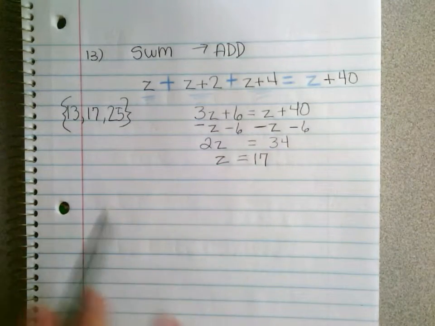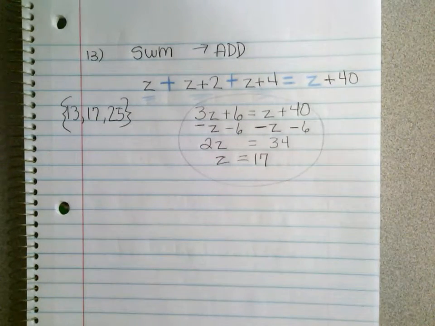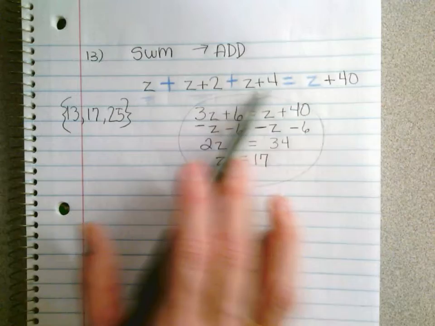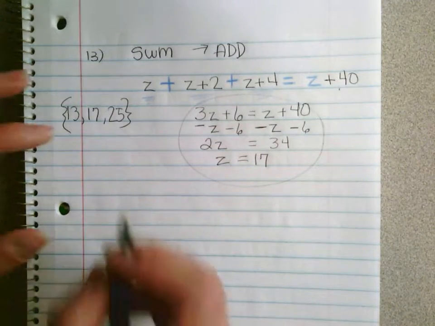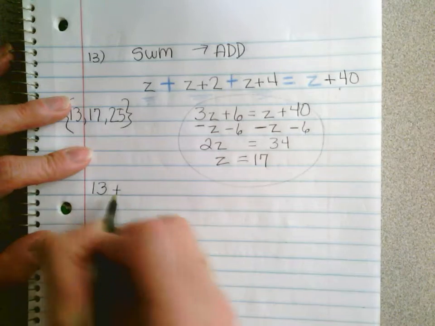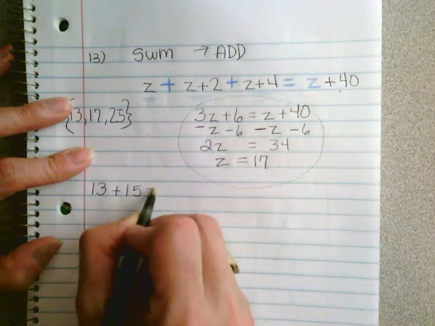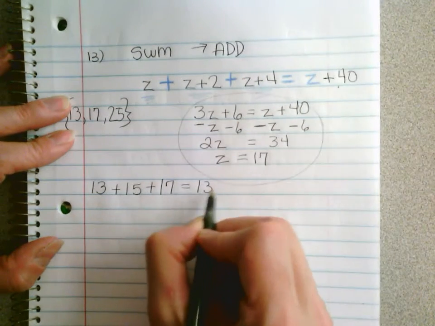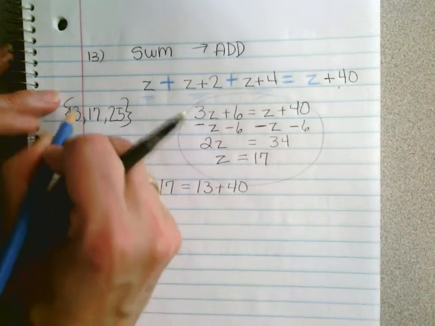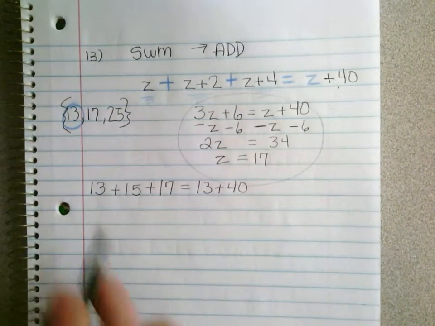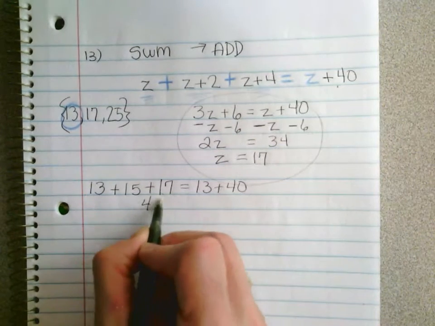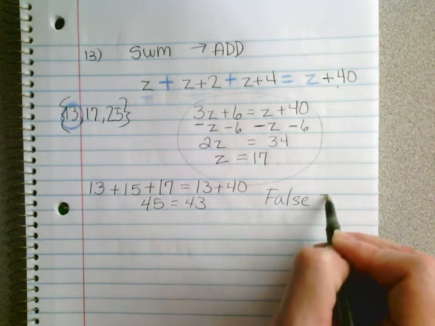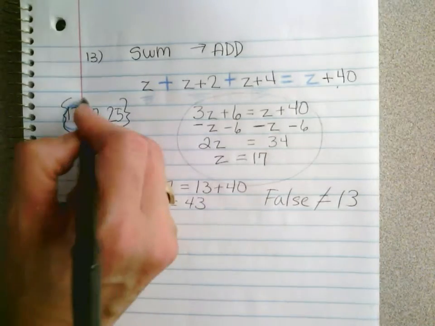Now, if you don't feel like this is comforting or comfortable for you, you can test each one of these. You can plug in 13 here, here, here, and here, and see if it's true. Like this. 13 plus 2, 15 plus 13 plus 4, 17 is the smallest number plus 40. So I'm testing this right now. So I've got 45 equals 43. True or false? So the answer is not going to be 13.